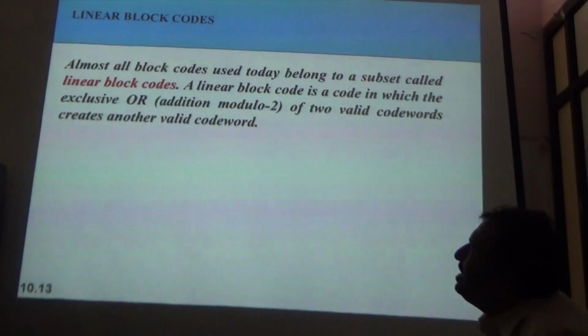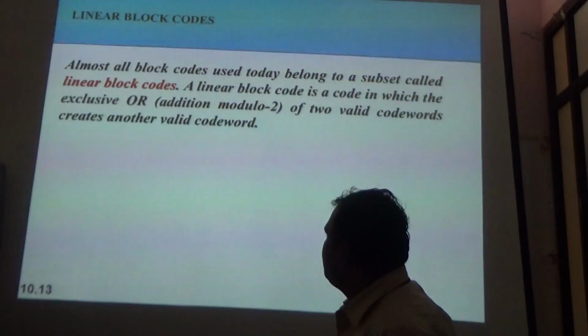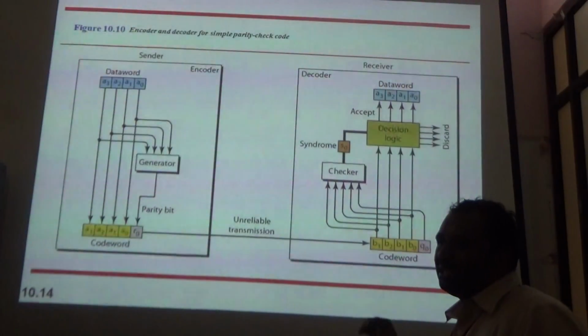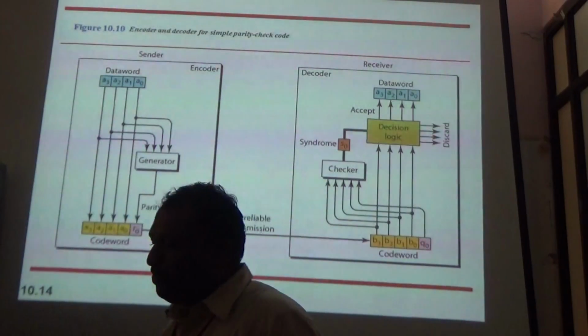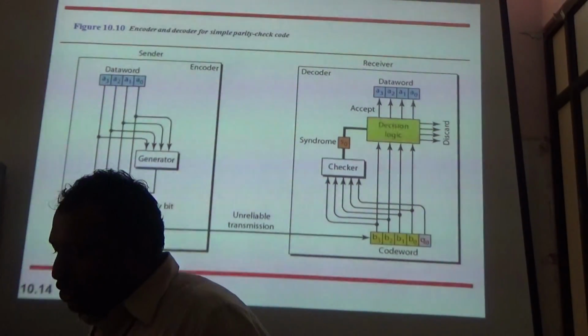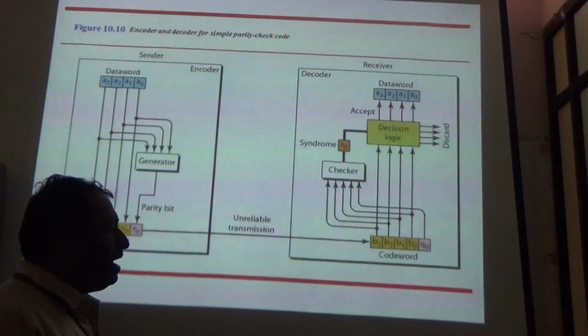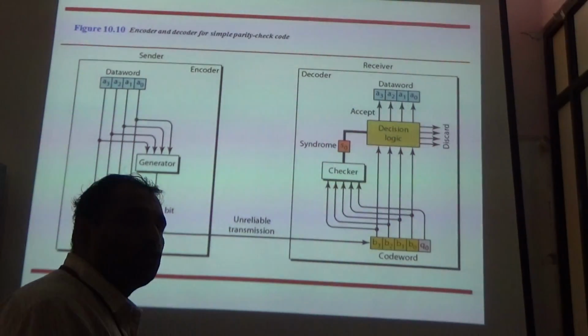Next is the linear block codes. Now, what are linear block codes? Well, it is explained with the help of this block diagram only. So what exactly do we do here? As I have explained to you, what is a code word?